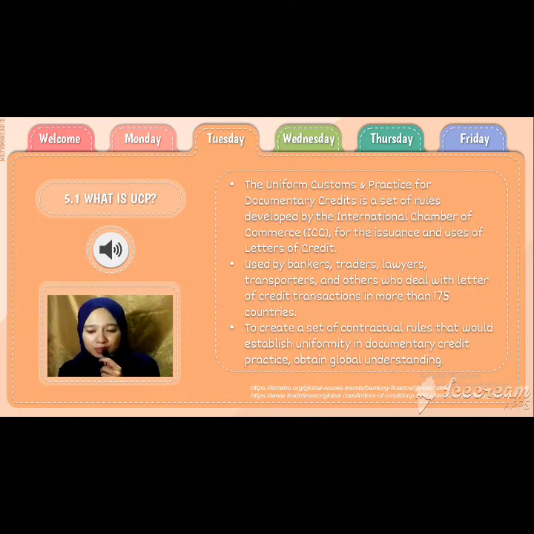This UCP is a set of rules that need to be followed by bankers, traders, lawyers, transporters, and other persons who deal with letter of credit transactions. UCP has also been used by more than 175 countries. The objective of UCP is to create a set of contractual rules that would establish uniformity in documentary credit practice, obtaining global understanding.